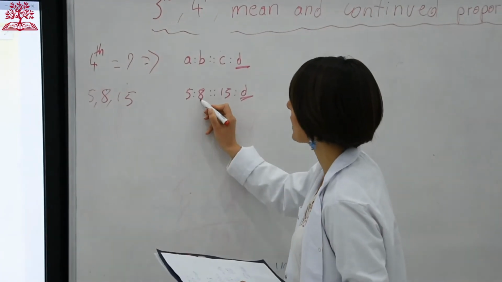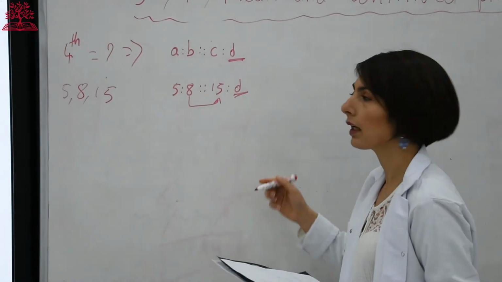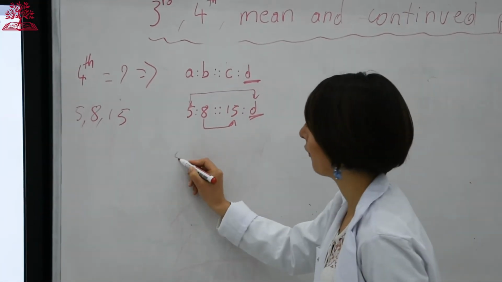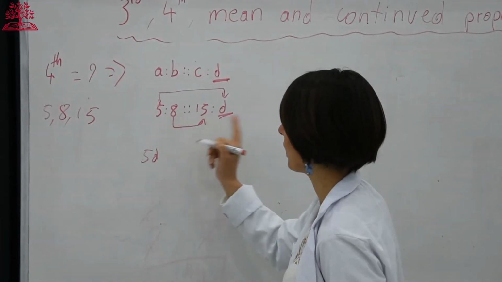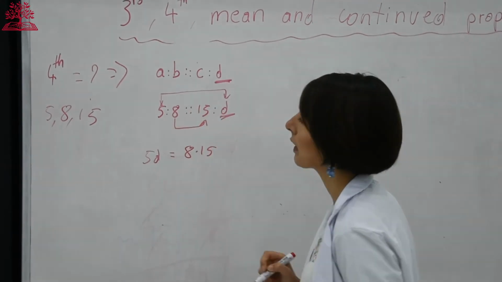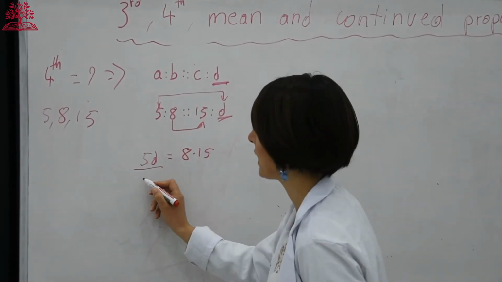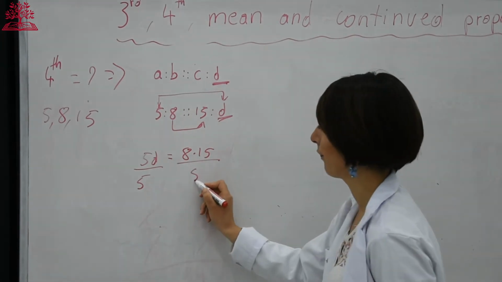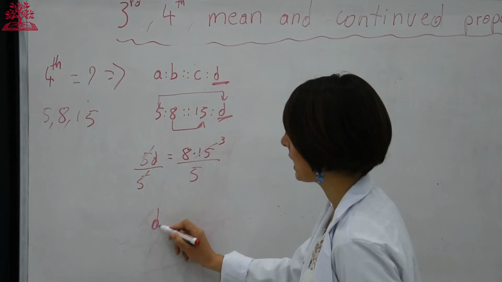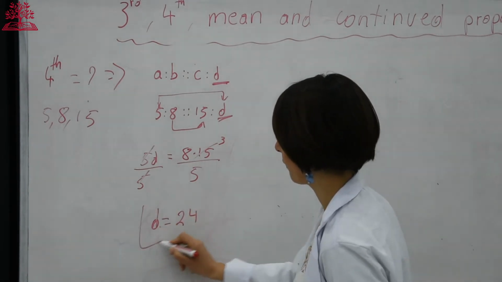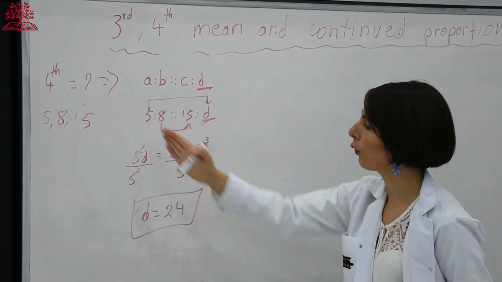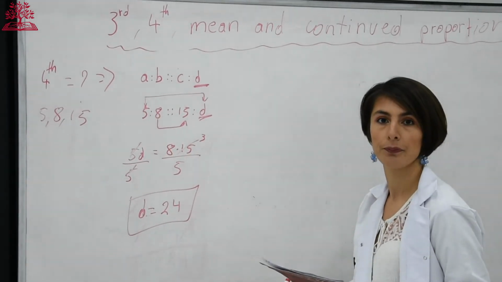So I know one more time that the product of means equals the product of extremes. So I can write that 5D, the product of extremes, equals 8 times 15, the product of means. I can divide by 5 in this case, and I'll have only 3 here. D equals 24. Okay? This is my fourth proportional in this case.